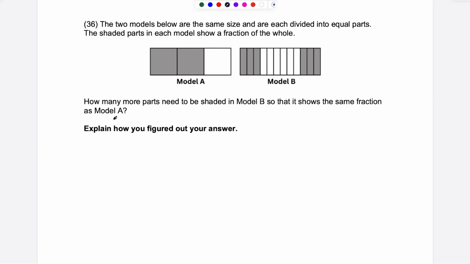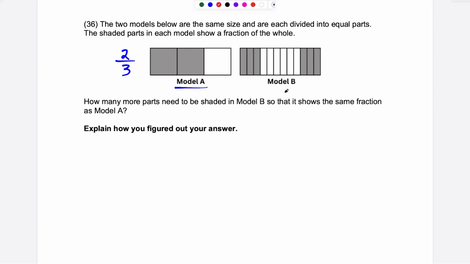Well, for this one, there's a few ways we could go forward with this, but what we could do first is write the corresponding fraction next to each model. So if we look at model A, notice there are 1, 2, 3 equal pieces, but 2 out of 3 pieces are shaded. So we could say that 2/3 is represented by model A.